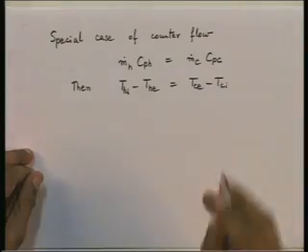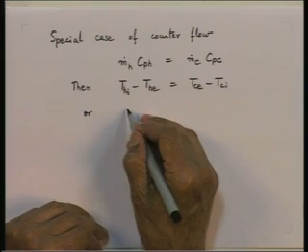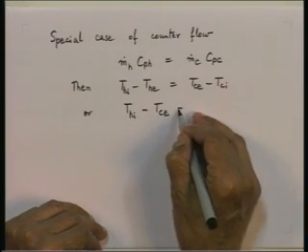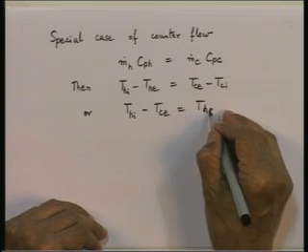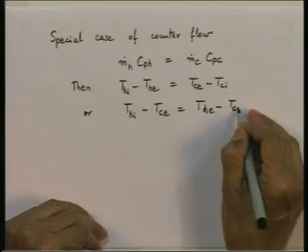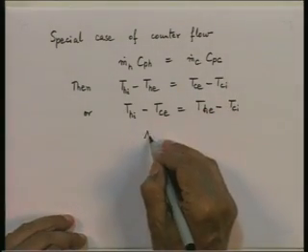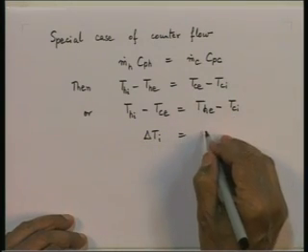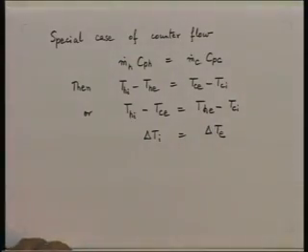The changes of temperature on the two fluids must be equal, or I can rewrite that as Thi minus Tce is equal to The minus Tci. Thi minus Tce is nothing but delta Ti in counter flow, and The minus Tci is nothing but delta Te. So, we have delta Ti equal to delta Te for this special case.